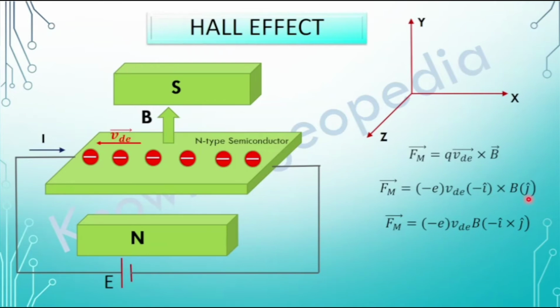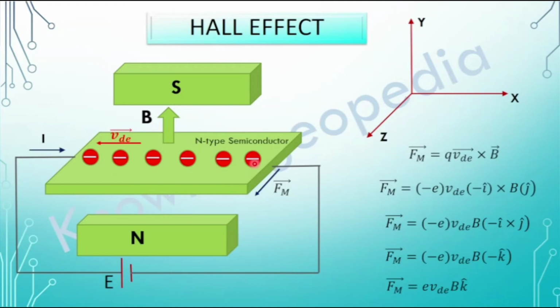You all know the vector cross product, so i cross j is equal to k, and this minus is there, so it is minus k cap. So the Lorentz force is equal to minus e VdE B times minus k cap. Further, this minus and this minus will cancel and I can get Fm is equal to e VdE B k cap. That means the force experienced by the electrons due to the magnetic field is in the positive z direction. So this is the Lorentz force experienced by these moving electrons due to this applied magnetic field.